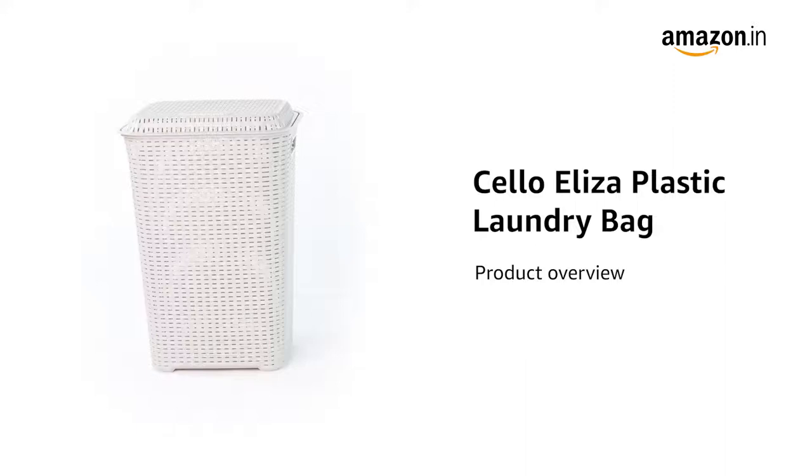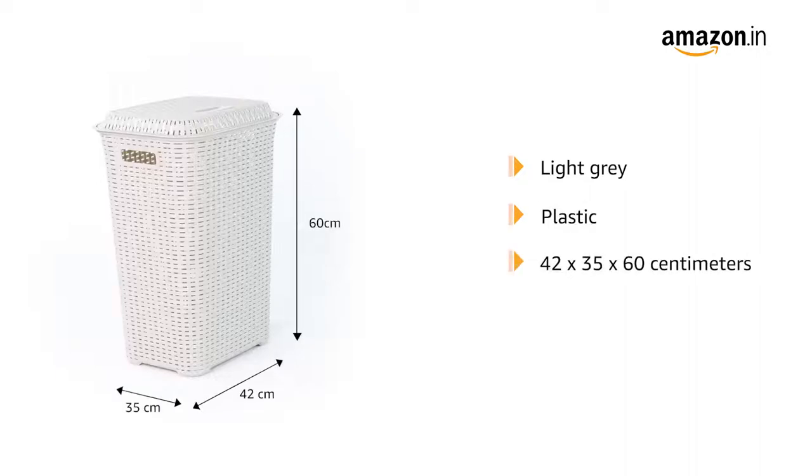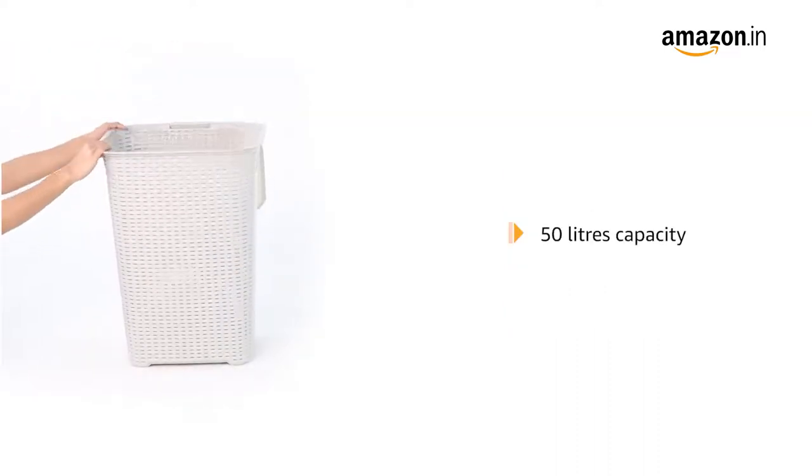Introducing the Cello Eliza plastic laundry bag. This light gray laundry bag is made of plastic. It measures 42 by 35 by 60 centimeters and weighs 1.53 kilograms. The basket has a 50 liters capacity.